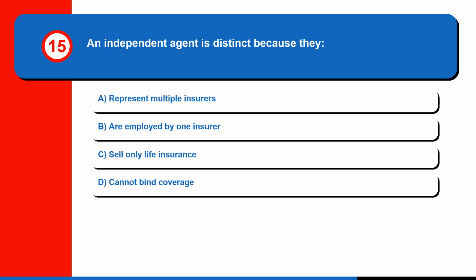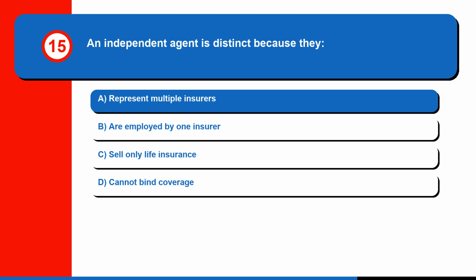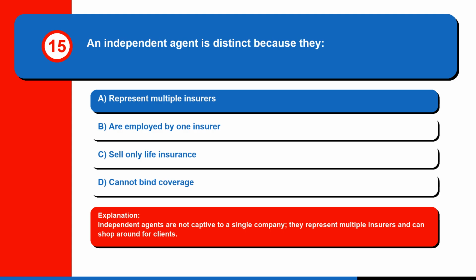Question 15. An independent agent is distinct because they A, represent multiple insurers, B, are employed by one insurer, C, sell only life insurance, or D, cannot bind coverage. The correct answer is A, represent multiple insurers. Independent agents are not captive to a single company, they represent multiple insurers and can shop around for clients.